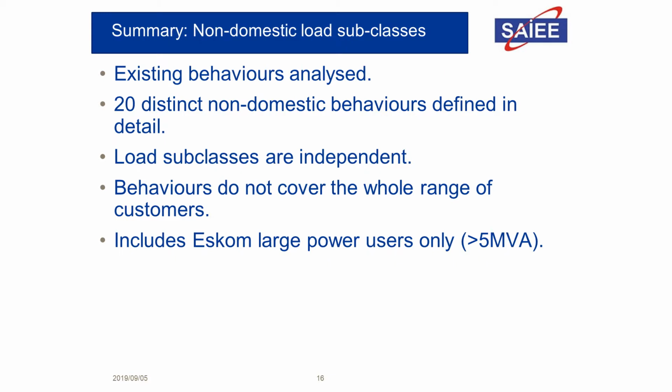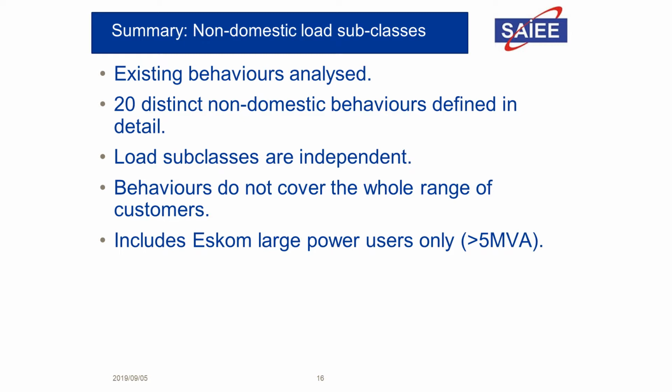Okay, so the result of this was that we ended up with 20 distinct non-domestic customer behaviors, and we defined them in very great detail. Load density, behavior at the peak, behavior at other times, how those customers are described, then the business rules, what SIC classes go into those customers, and so on. And the behaviors that we have do not cover the whole range of customers, but they are very good for the ones that we have.